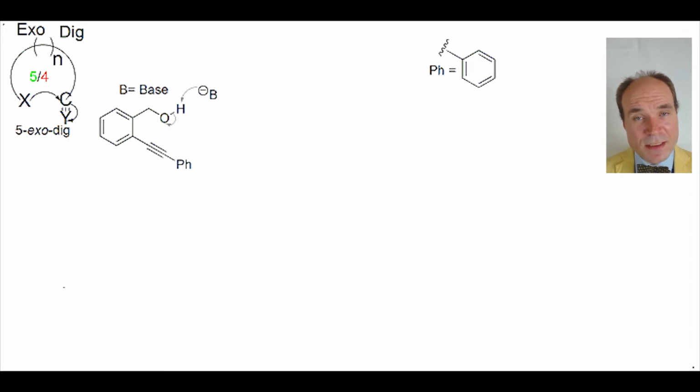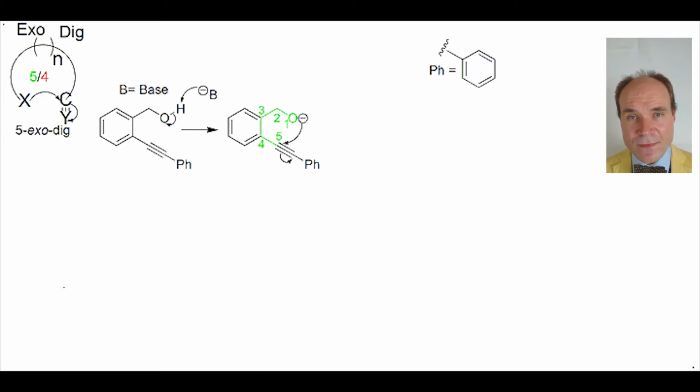To begin, we're going to deprotonate the alcohol with the base. The ensuing anion at oxygen 1 then attacks the alkyne at carbon 5, and we produce a new 5-membered ring.